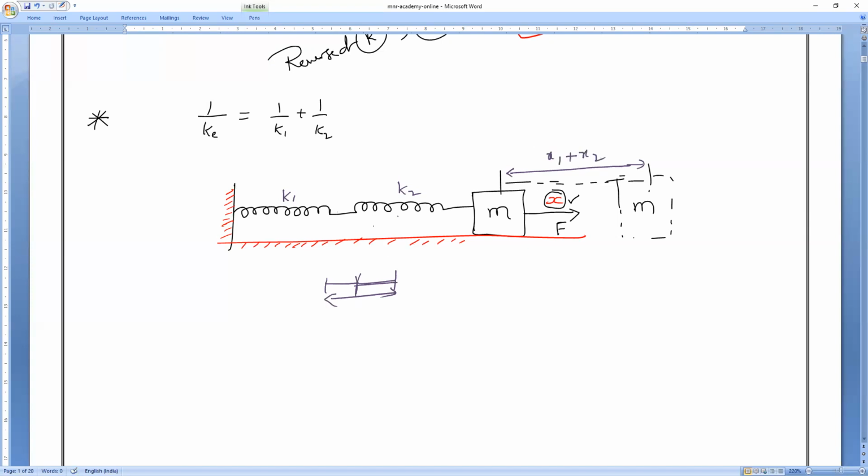Let me take the extension shown by this one as X2 and the extension shown by the first one as X1. So then what is X equal to? Anybody can tell? X is equal to X1 plus X2. At this point, anybody having doubt, I want to know.